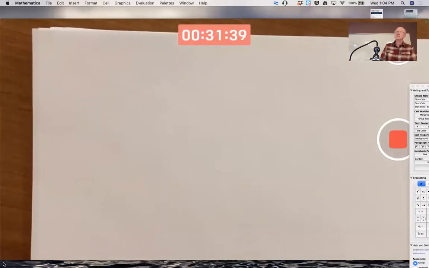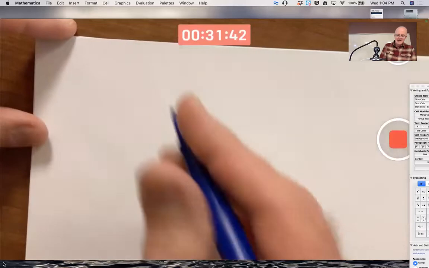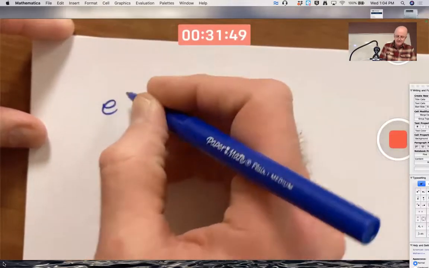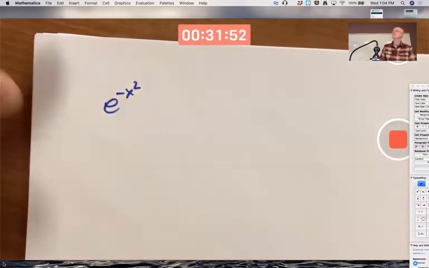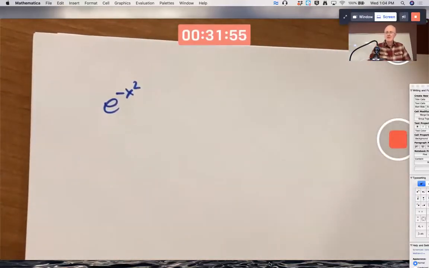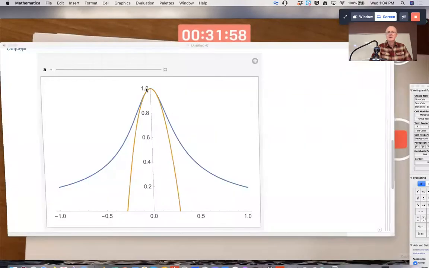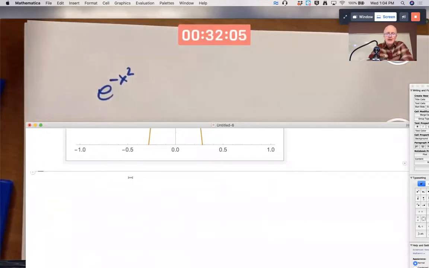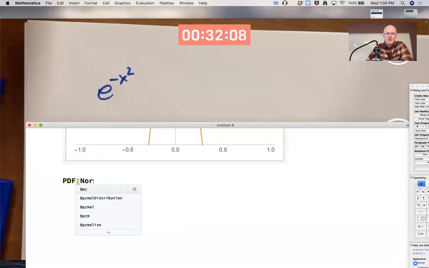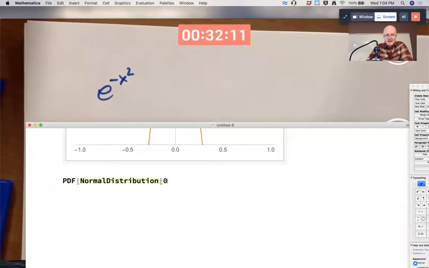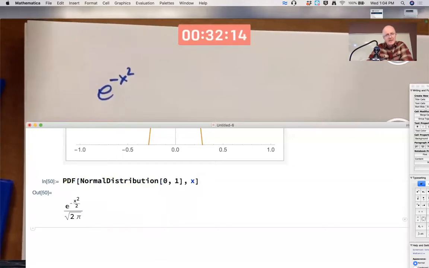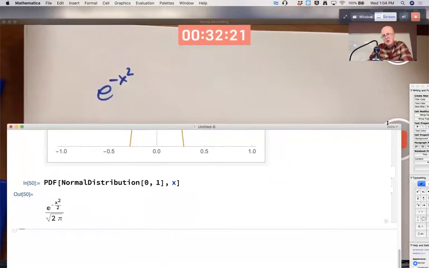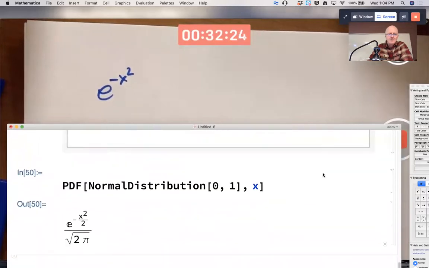And the standard normal distribution has a formula similar to this function, not exactly the same, e to the negative x squared. It's not exactly the same, but to keep things simple, let me just think about this function. What is the PDF, the probability density function, of a standard normal? I can have Mathematica compute it for me. PDF normal distribution. Zero is the mean, and one is called the standard deviation. There's its true formula. It's not a negative x squared in the exponent, it's a negative x squared over 2. And we also have to divide by the square root of 2 pi.